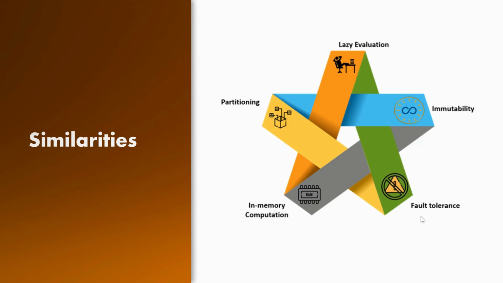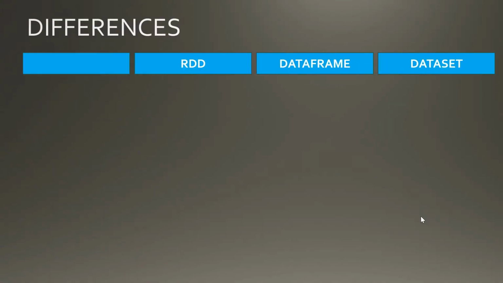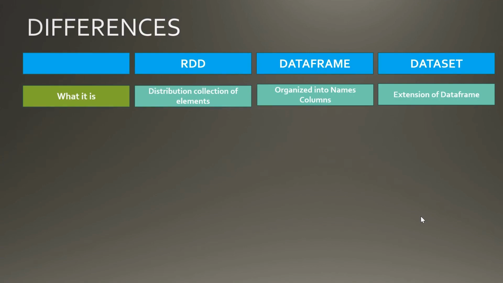Now, what is the difference then? The difference between RDD, data frame, and dataset is what it is. Let's see what it is first, right? RDD is a collection of elements which are distributed across different nodes of a cluster. Similarly, data frame is also distributed, whereas the data is organized into named columns, like a table in a relational database. Now, what is a data set? It's an extension of a data frame. It has the features of data frame and it has an extension to it.